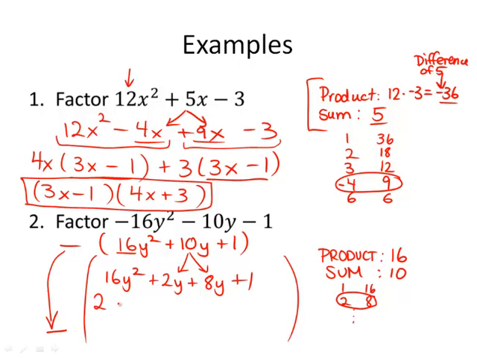Take out a common factor out of the first two, which is a 2y, giving us 8y plus 1. And out of the next two, you can just take out a 1, which leaves you with 8y plus 1. And that way the bracket is the same. It can come out as a common factor.